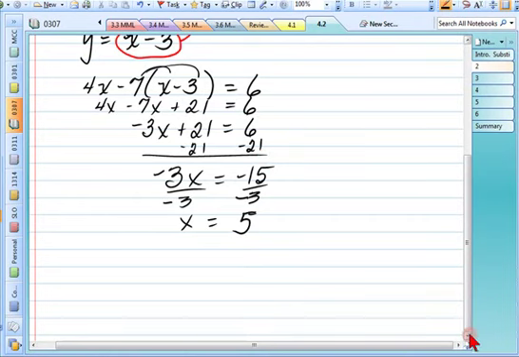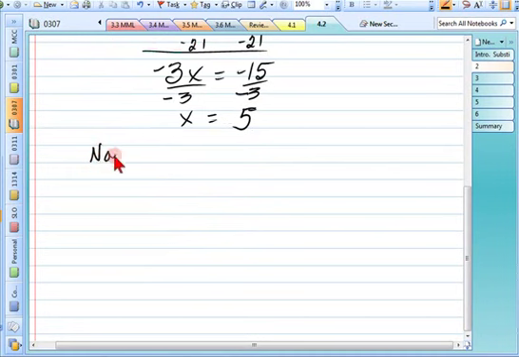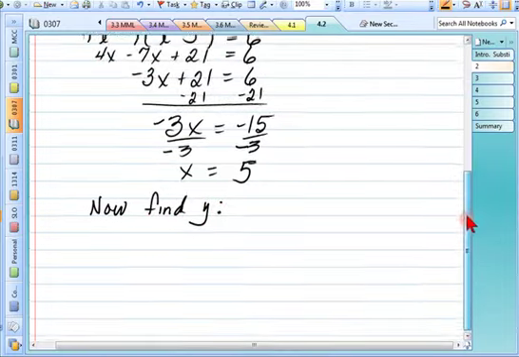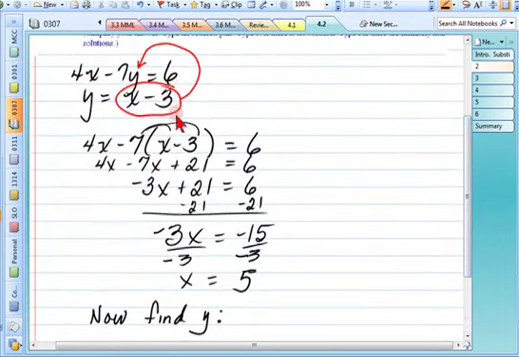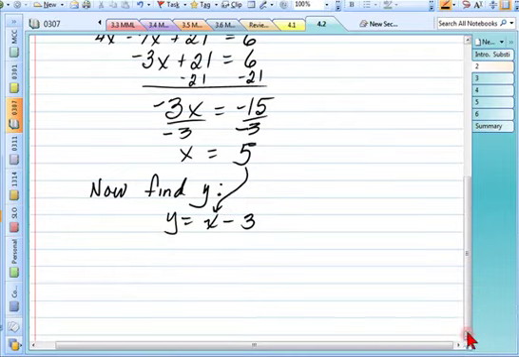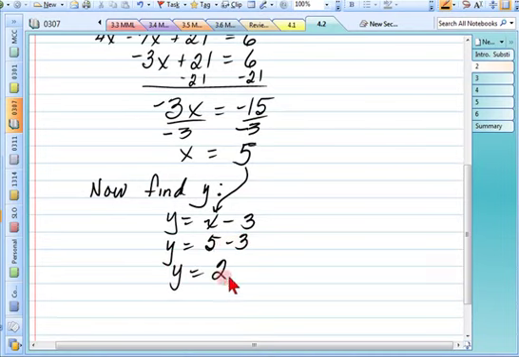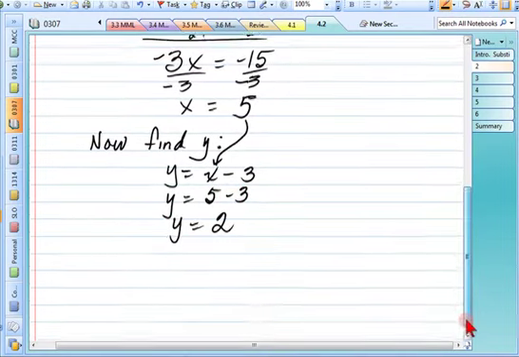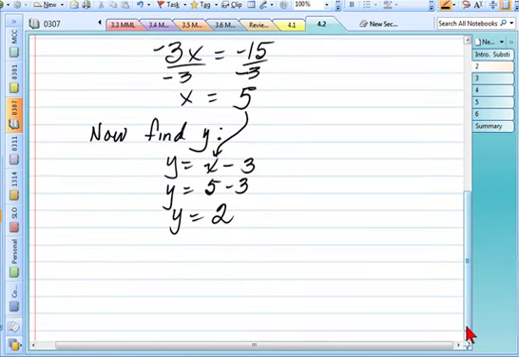What do I have to do next? Plug it into y. Right, so now find y. I'm going to go back up, and I can choose either equation, but my choice is always the circled one because it's going to be easier. Y is equal to x minus 3. Take your value for x. And I have y is equal to 5 minus 3, which is 2. Y is 2. Which means, what is the ordered pair? It is 5, 2.